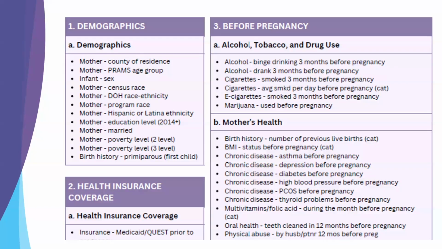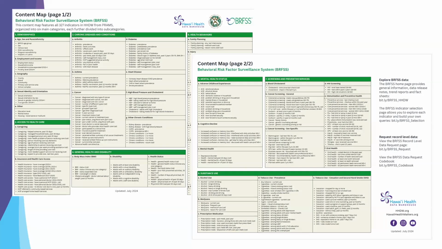Here is what a smaller part of the PRAMS content map looks like. So this shows the demographics and some health insurance coverage and before pregnancy indicators, just to give you an idea. With its 327 indicators, the BRFSS content map requires 2 pages, but you'll still see the same categories and subcategories as in HHDW, making it easy to find your indicator of interest on the website.